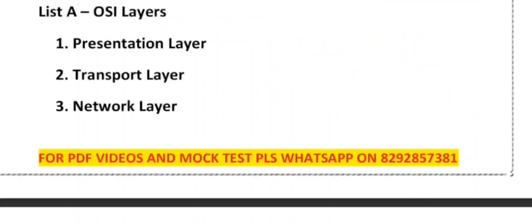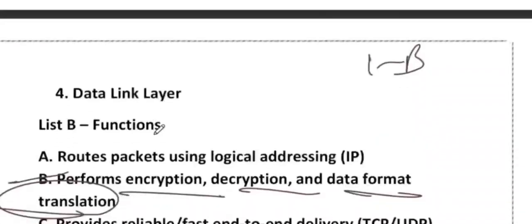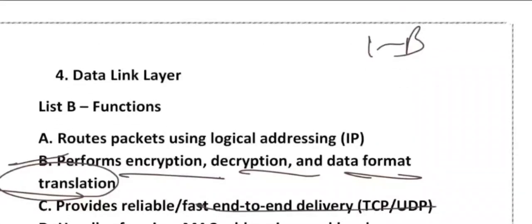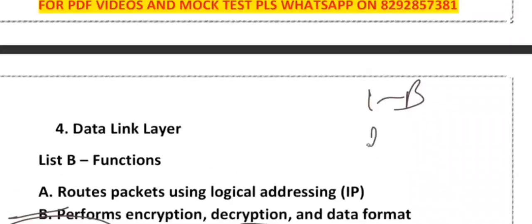So that is exactly what the transport layer does. It ensures that your data reaches from source to destination with reliability, like TCP, and with speed, that is UDP. So if we link 2, the transport layer, it is linked to C. What is C? Provide reliable fast end-to-end delivery, that is TCP UDP. So 2 is linked to C.